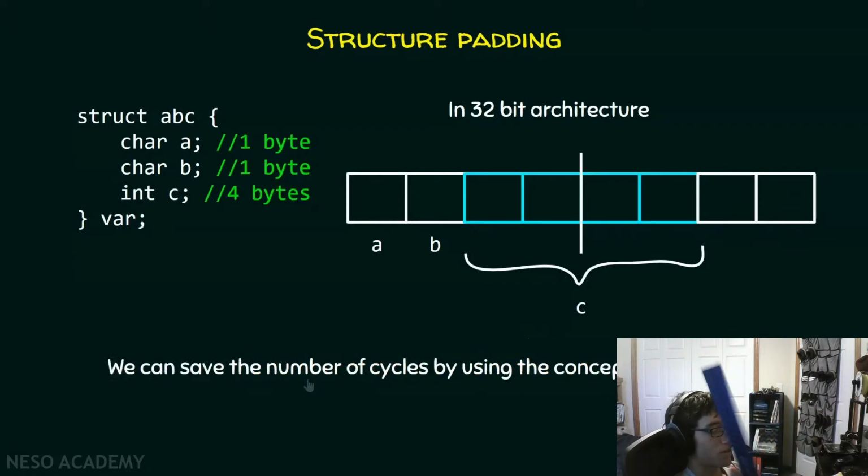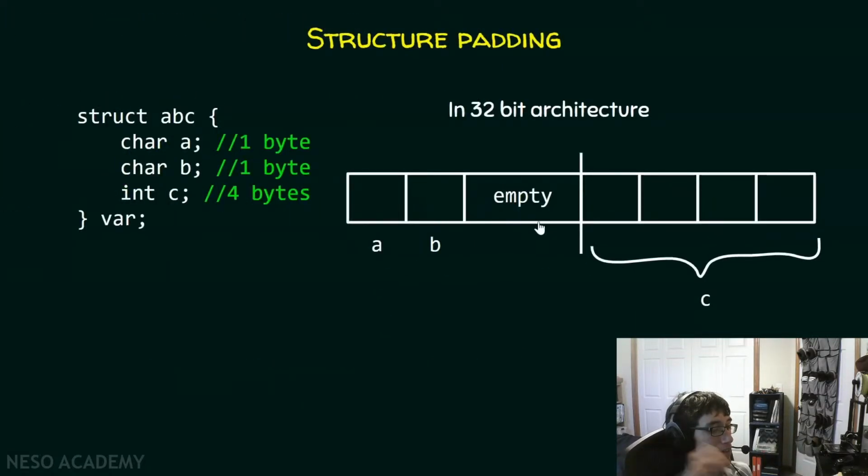That is why the concept of padding came into picture. We can save the number of cycles by using the concept called padding. Here, we created an empty room, right? Why is this empty room created? Because we understood that variable C is overlapping here. 2 bytes will be allocated for the variable C here and 2 bytes here. Because of the concept of padding, empty rooms will be created here and variable C will be allocated in this memory location.